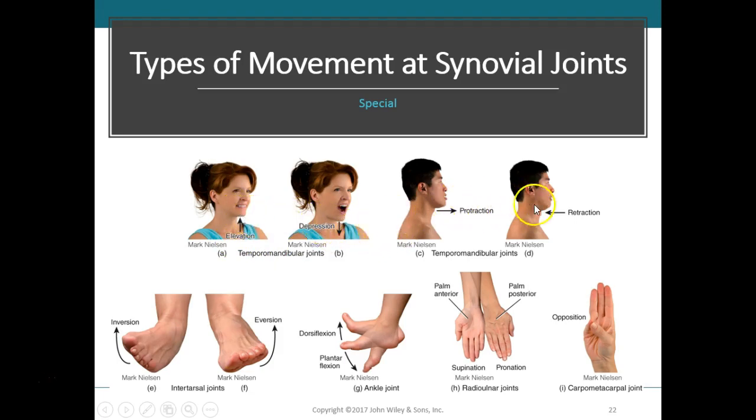Same thing with protraction and retraction. If you push your lower jaw out, that is protraction, so moving forward. Retraction, you pull it back in.